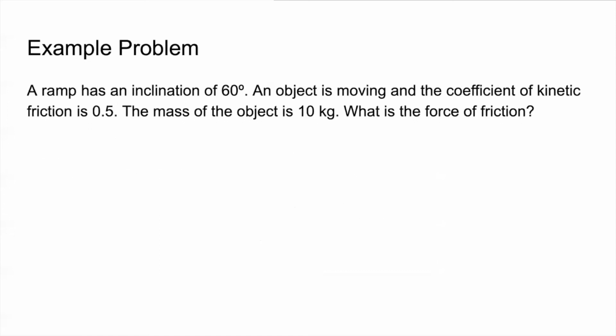A ramp has an inclination of 60 degrees. An object is moving and the coefficient of kinetic friction is 0.5. The mass of the object is 10 kilograms. What is the force of friction?